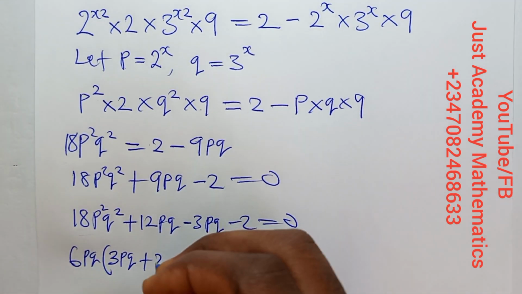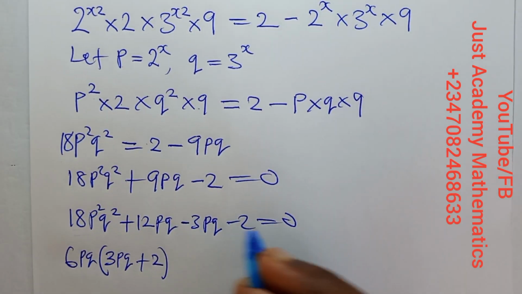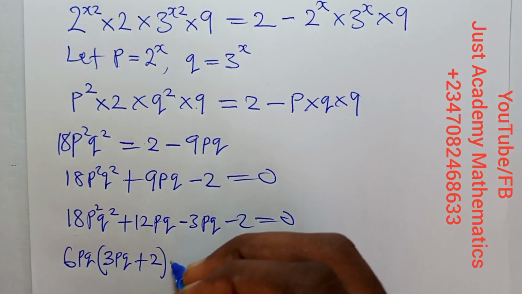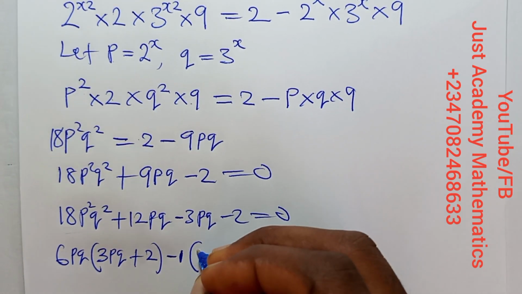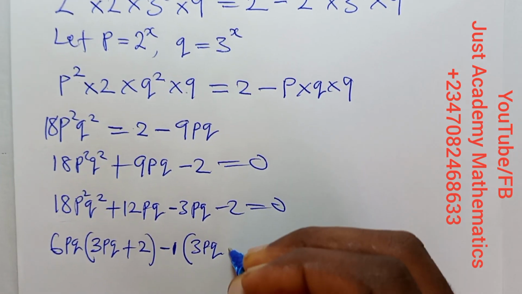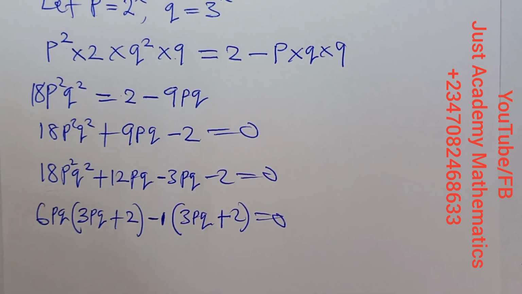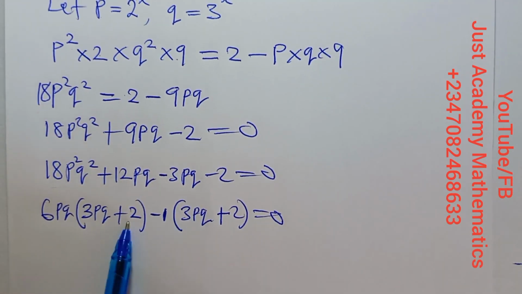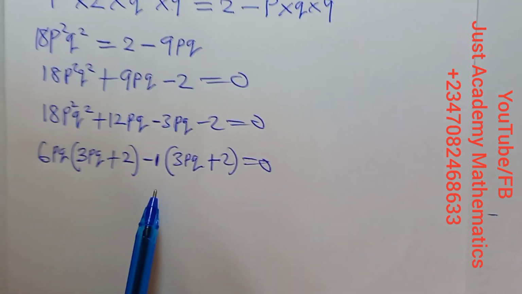and what will remain here? It will remain 2. And what is common here? Nothing. When nothing is common, 1 is common, or rather minus 1 is outside. If minus 1 is outside, it will remain 3 PQ plus what? Plus 2 equals to 0. The rule of factorization states that the two brackets must be the same before you proceed. So since the two brackets are the same, it means it's okay.